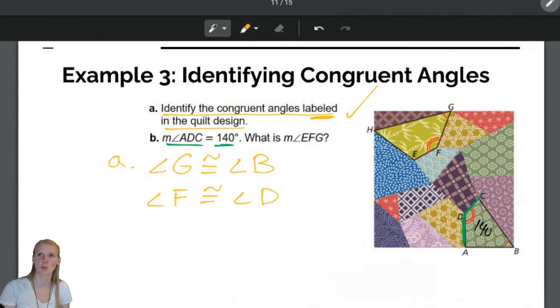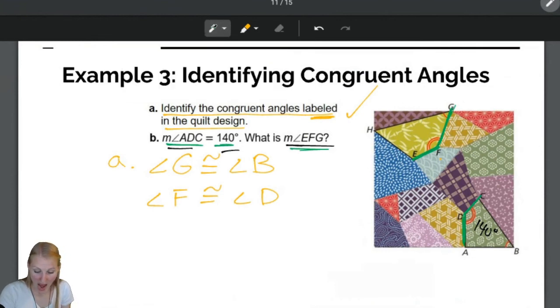140 degrees. So much better. There we go. So it says, if the measure of angle ADC is 140 degrees, what is the measure of angle EFG? Well, where is angle EFG? It is EFG. Aha.